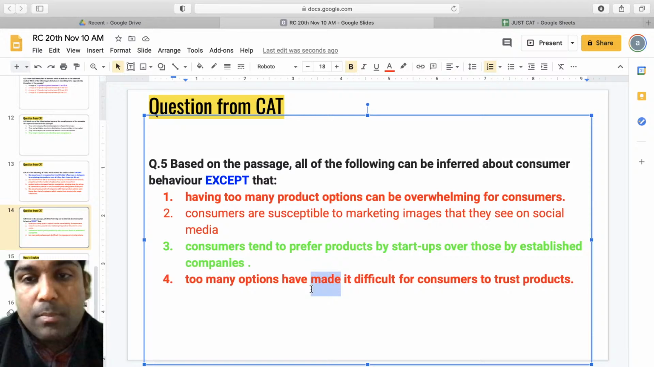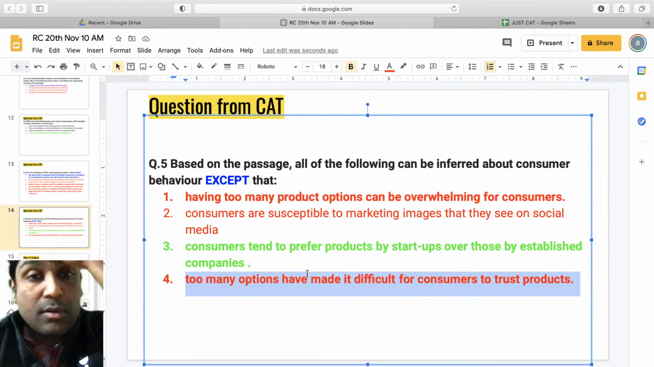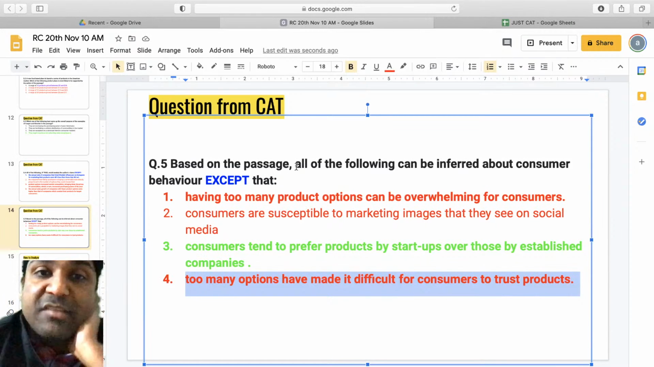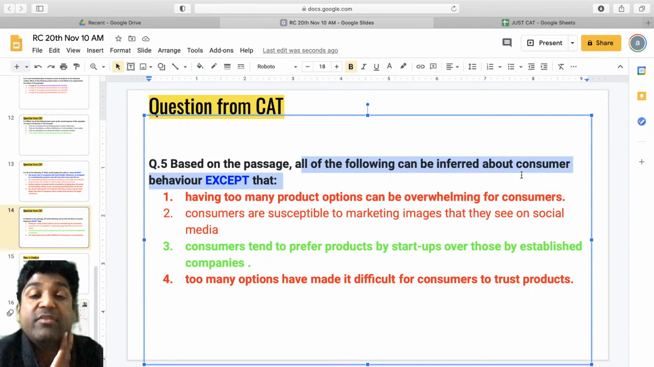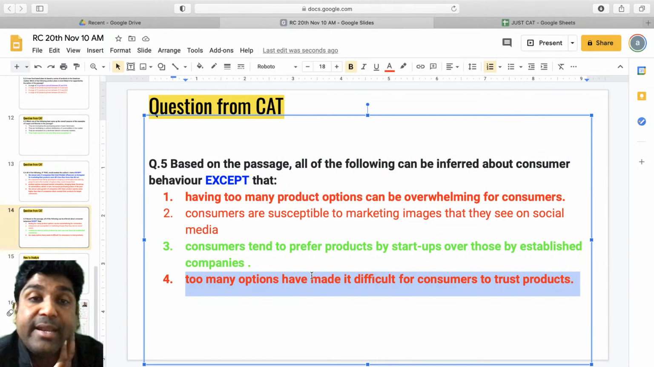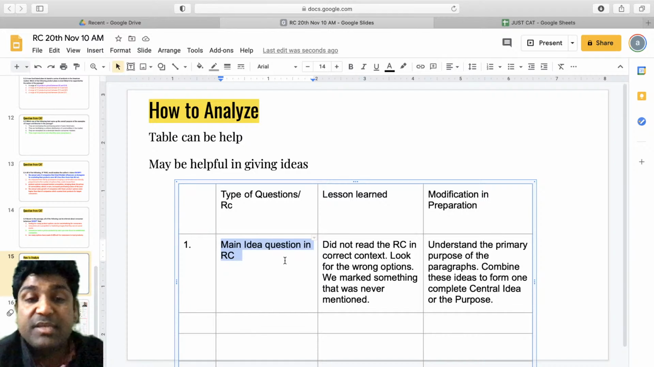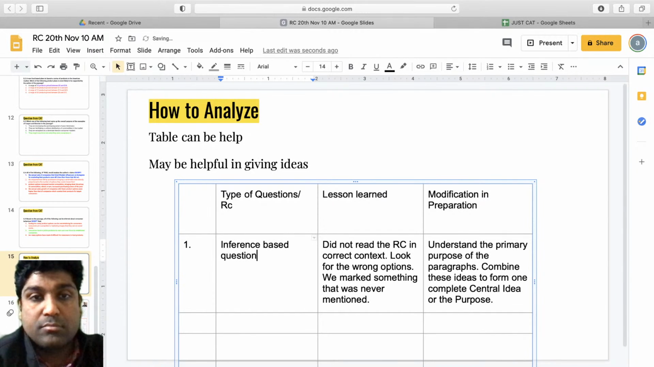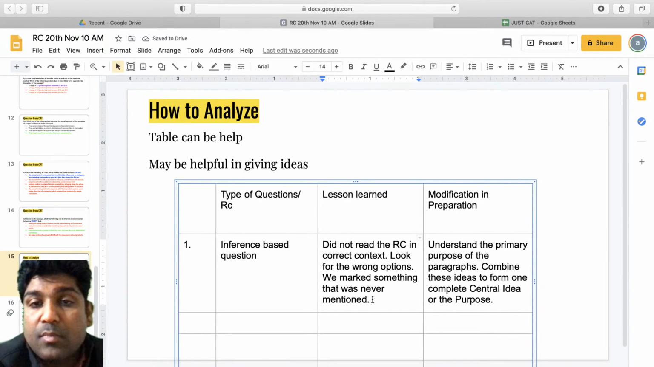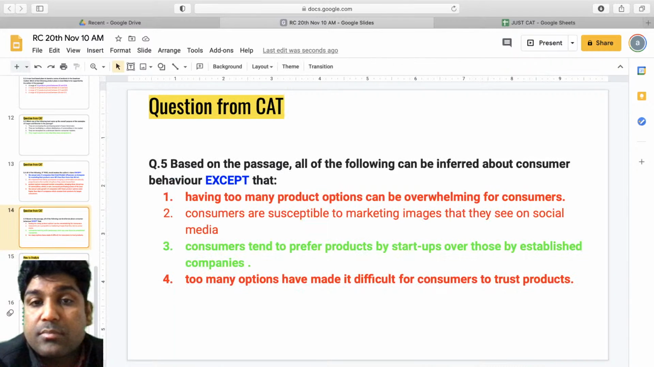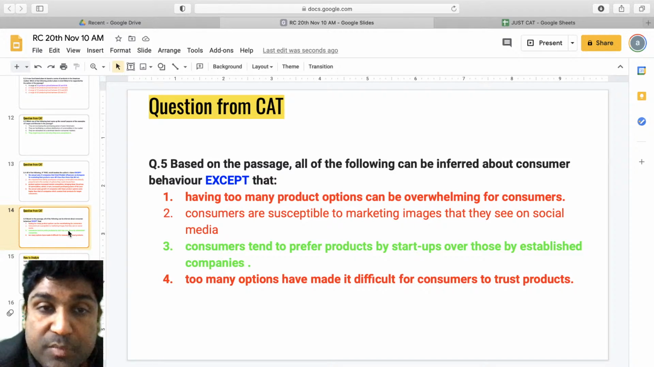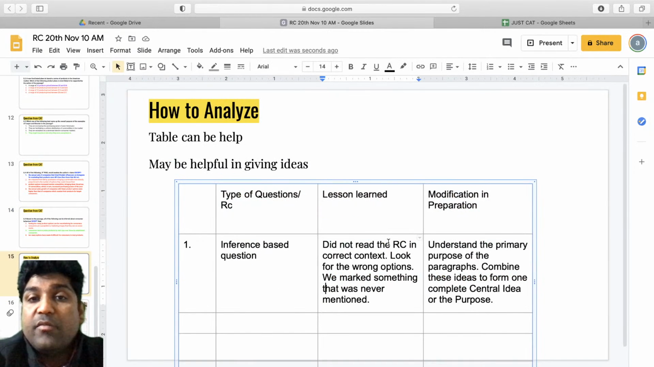So if somebody marked, say, question number 5, based on the passage, all of the following can be inferred about the customer behavior except that, and if somebody marked option 4, and did not mark option 3, then you can say that it is an inference based question, and we are looking for something which cannot be inferred, right? So if somebody marked option number 4, we can read some of these older writings also.